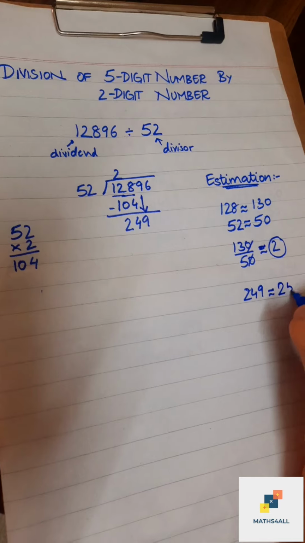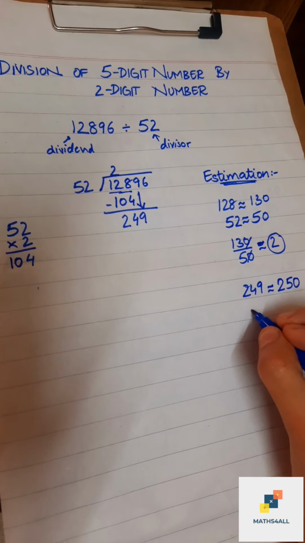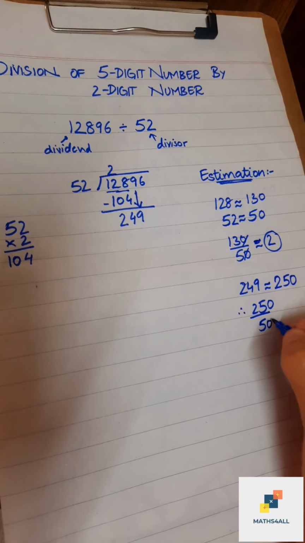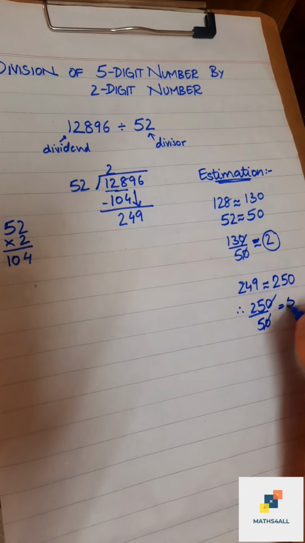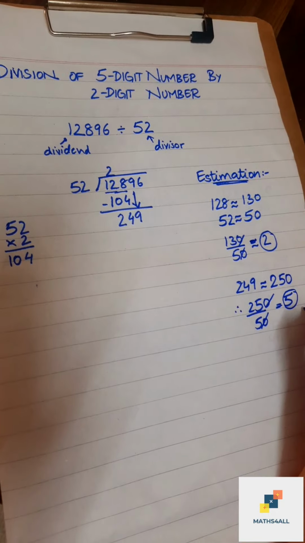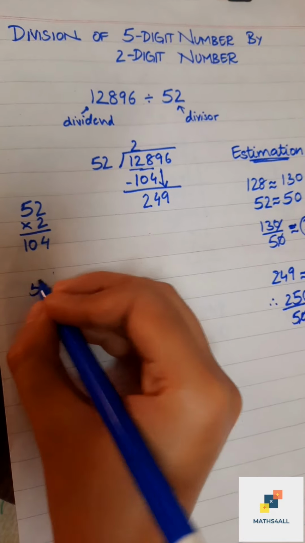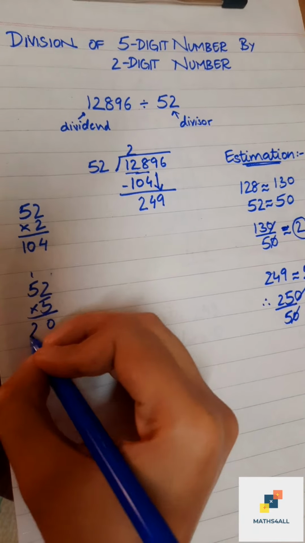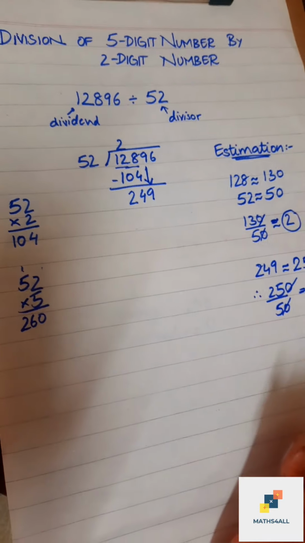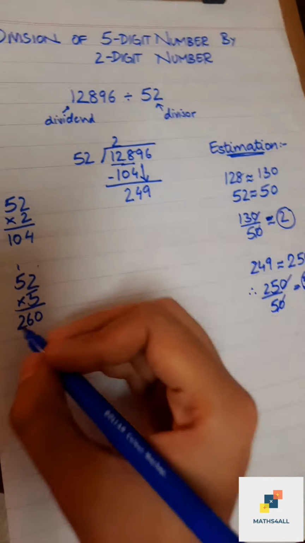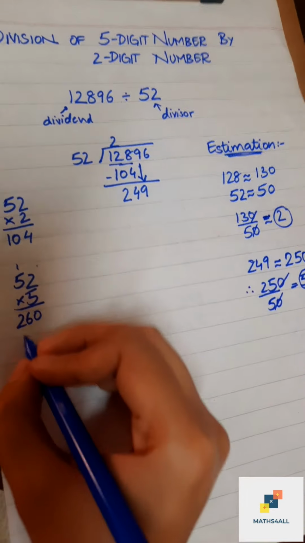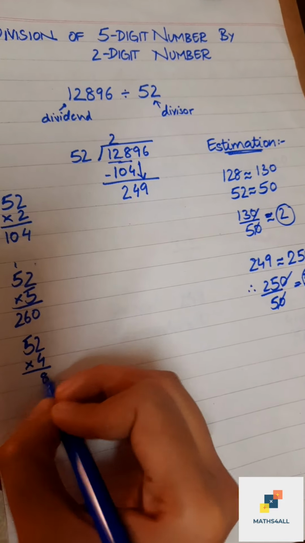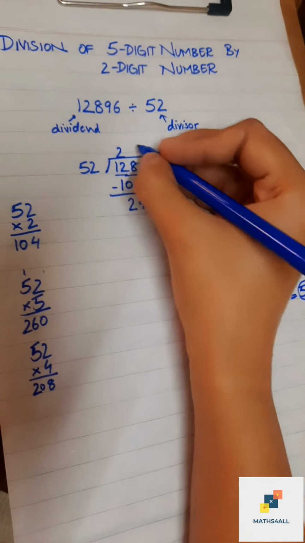So using the same estimation method, we would turn 249 approximately to 250, and we would divide 250 by 50 rather than 249 by 52. So the number comes out to be 5. So now we would be multiplying 52 by 5, and the answer is 260. But as we can see, 260 is bigger than 249. So now we would multiply 52 by 4, a number less than 5.